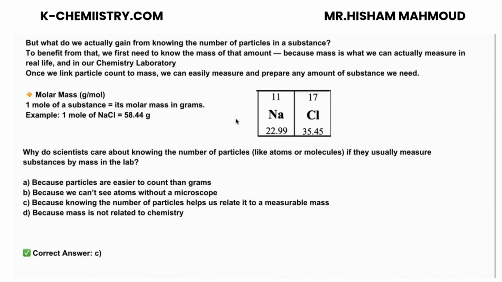So why do scientists care about knowing the number of particles like atoms or molecules if they usually measure substance by mass in the lab? Because knowing the number of particles helps us relate it to a measurable mass. So I know how many moles have reacted, so how many molecules or how many atoms have reacted, and what is the mass of that fraction.